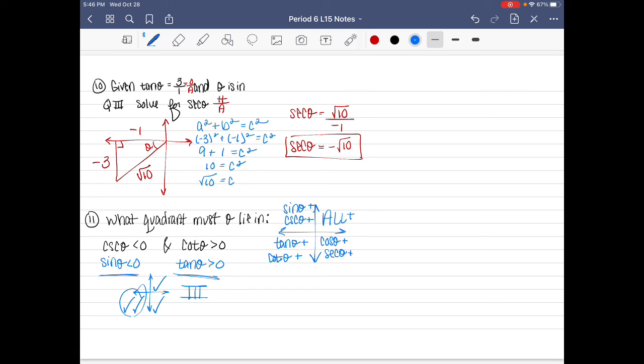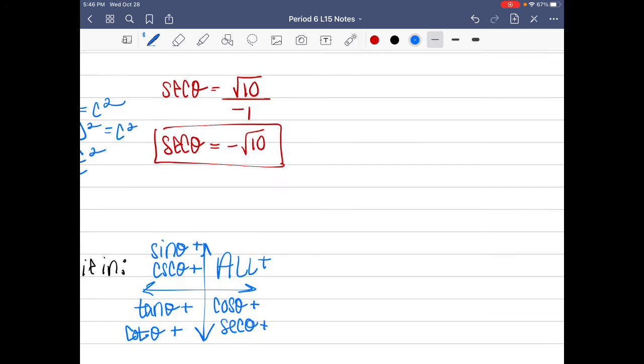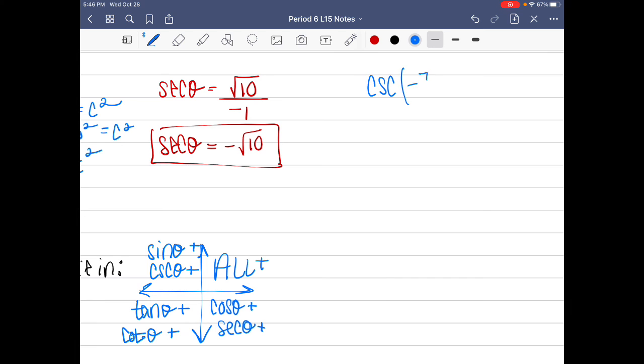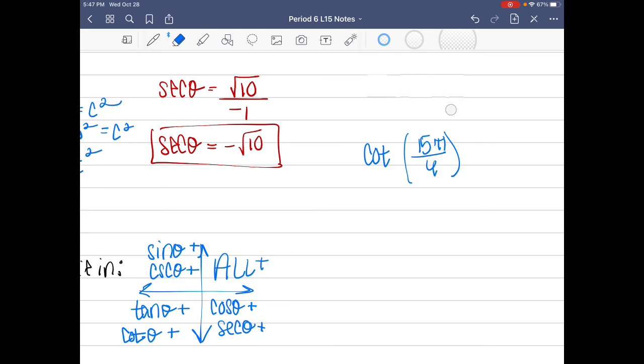Now, I didn't review trig functions of special angles because we just took a quiz on that, right? So in this lesson, you didn't see anything like cosecant of negative 7 pi over 6. We just did those things. We did cotangent of 15 pi over 4. We did that fun stuff already. And we did it not too long ago. So that wasn't included in our review, but pretty much anything that we may have forgotten was included in this review.